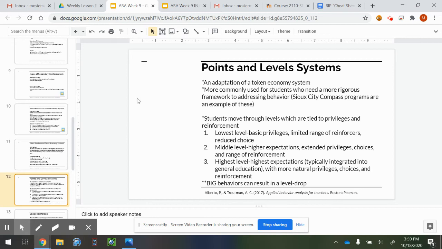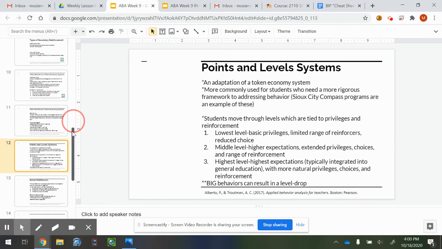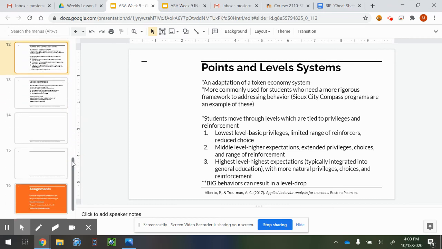Also, when they have big behaviors, say an incident of physical aggression or elopement, where they run or leave campus or leave the classroom without permission, those are big behaviors that can result in a levels drop. So if they're on that third level, the highest level, it can cause them to drop levels.